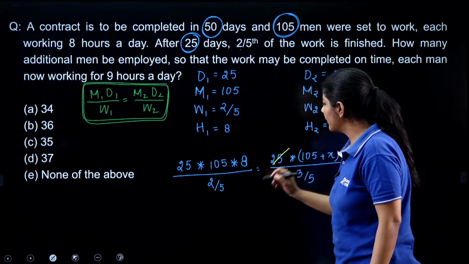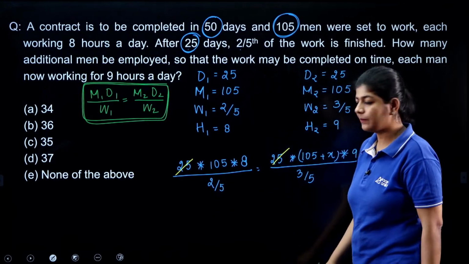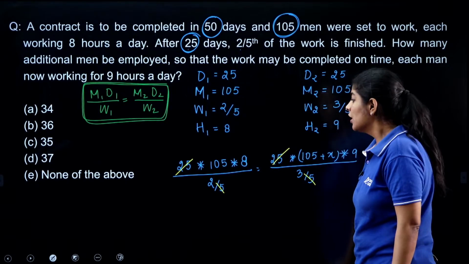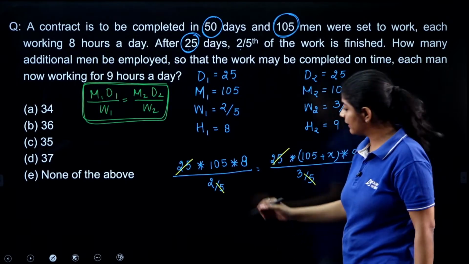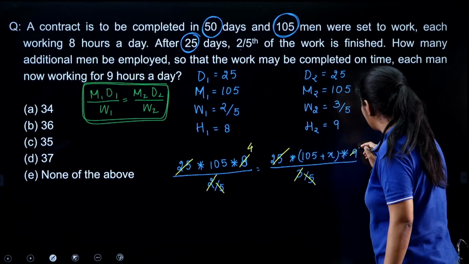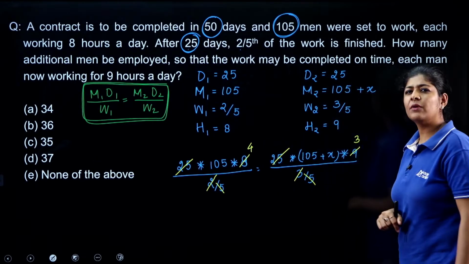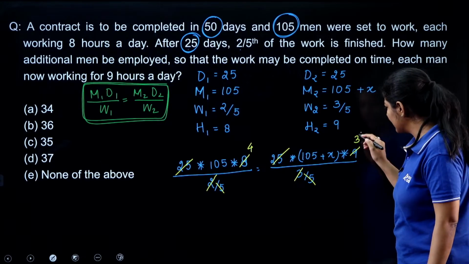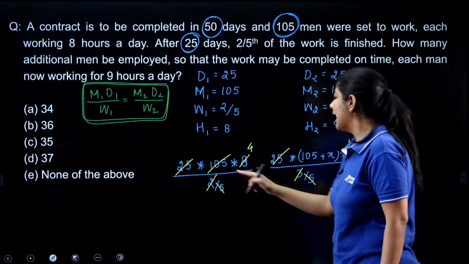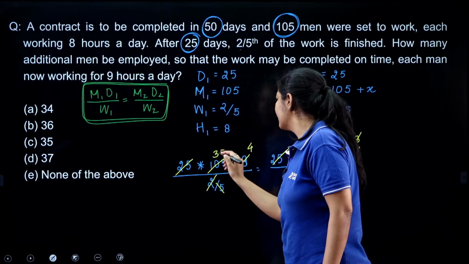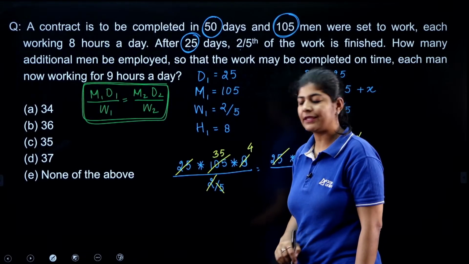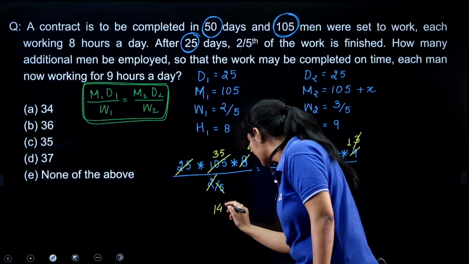Now, can we eliminate something over here? Yes, this 25 and this 25 are eliminated. This 5 and this 5 are eliminated. Do we have anything else that we can eliminate? Yes, here we are getting 4 and here we are getting 3. Apart from this, again, can we eliminate something? Yes, with this one we can eliminate. Here we will get 1 and here we are getting 35. So ultimately we are getting 35 into 4, which is equal to 140.